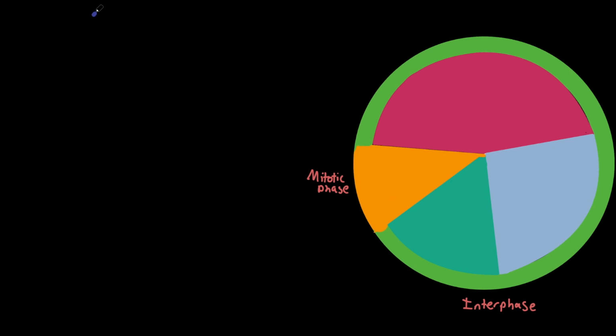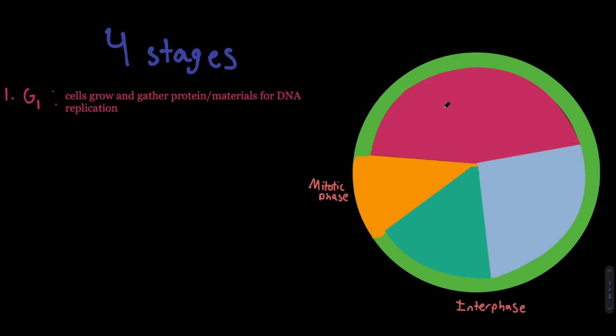Now let's talk about the four major phases or stages in the cell cycle. The first stage is known as the first gap phase. In the first gap phase, the cell just grows, it gathers materials for DNA replication, and it learns from its youth. It grows as a cell.